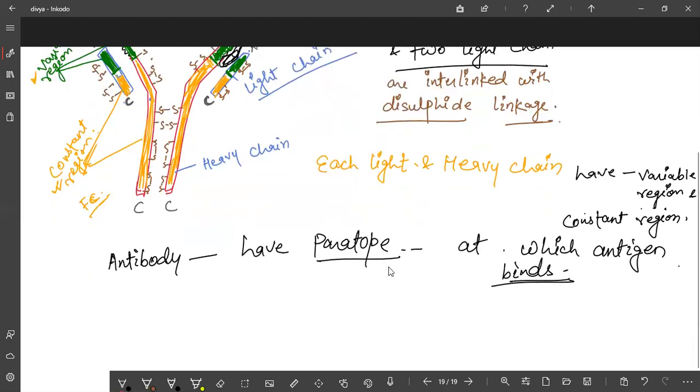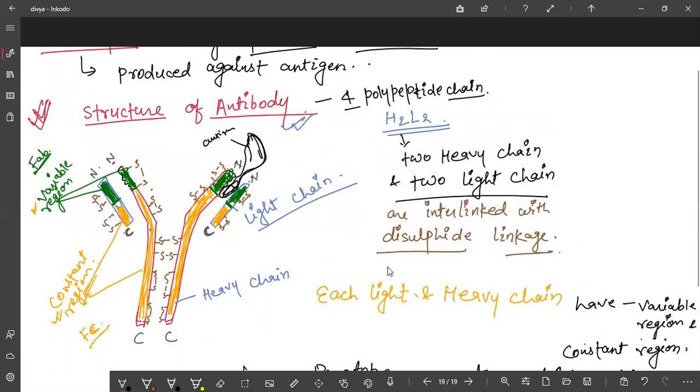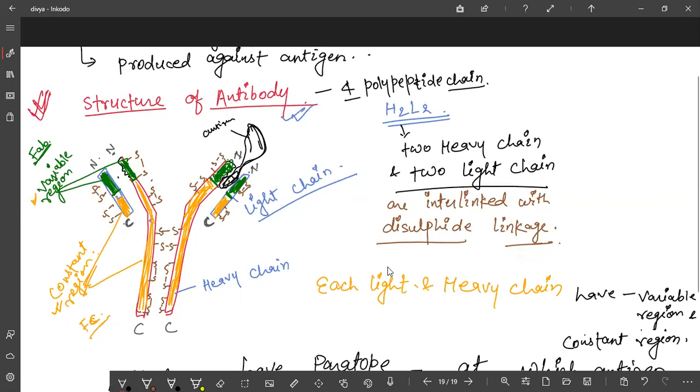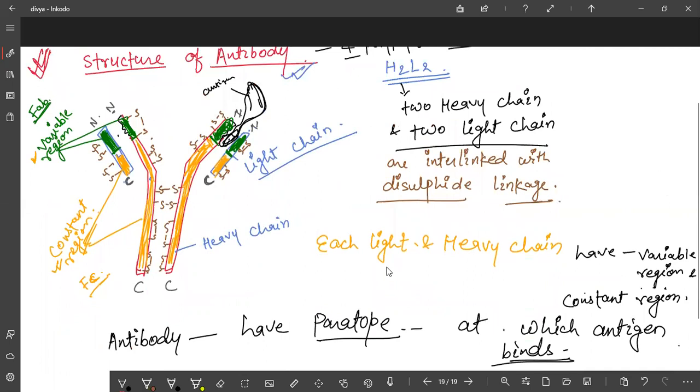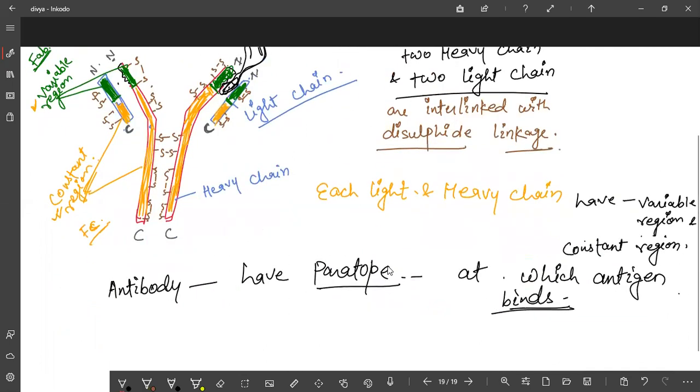So antibody has paratope. Generally, how many paratopes are here in this antibody? One paratope and this is the second paratope. So one antibody contains a minimum of two paratopes. So one antibody can bind with how many antigens? Two antigens. Very good. And what about the antigen? This is called antigen determinants, the site of antigen that will bind with the paratope, or this is also called epitope.